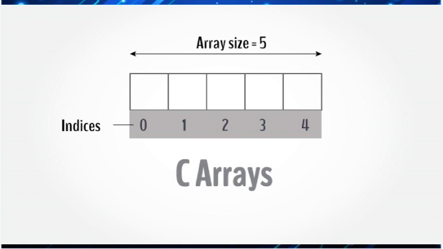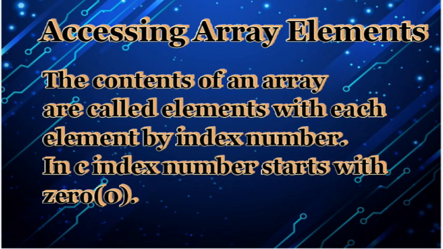So basically the first part of the array will be 0. So the numbers will be 0, 1, 2, 3 and 4. So these will be the particular numbers that will be included in that array. When I'm talking about accessing the array, the contents of the array are called elements. Each element has an index number. With the index number we are going to access that particular array.